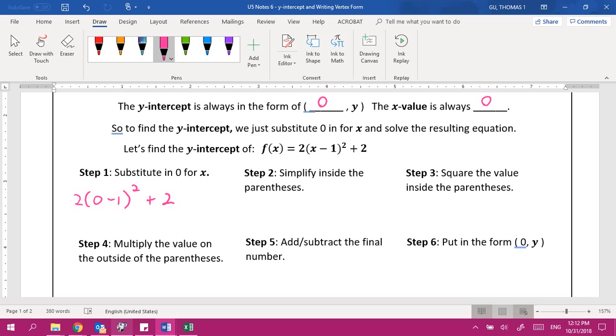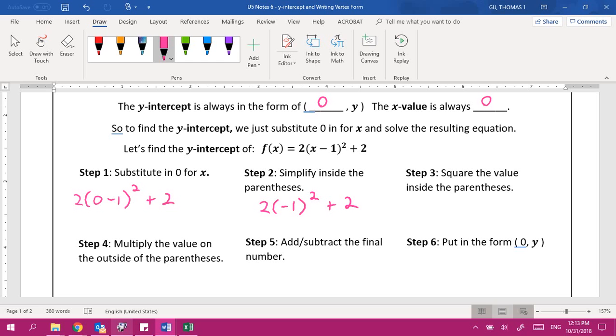This is very step by step, but some people will forget the order of how to actually do all this. So we're just going to walk through this real quick. After you've replaced your x with a 0, the first thing we're going to do is simplify inside the parentheses. So if I simplify what's inside the parentheses, 0 minus 1, what is that? Negative 1. So now my equation is going to be 2 times negative 1 squared plus 2, right? After you've simplified inside the parentheses, the next step is to square the value inside the parentheses. So if I square negative 1, what is that? Squaring negative 1 is like negative 1 times negative 1. So that would be positive 1, right.